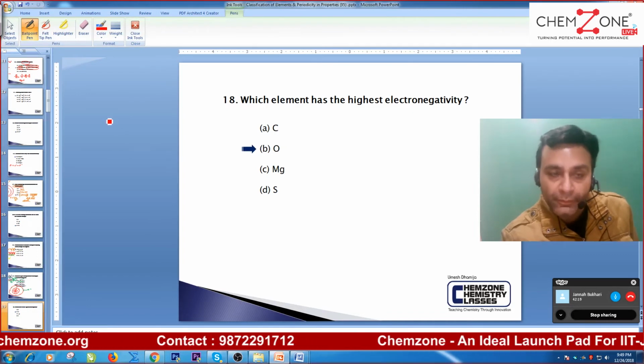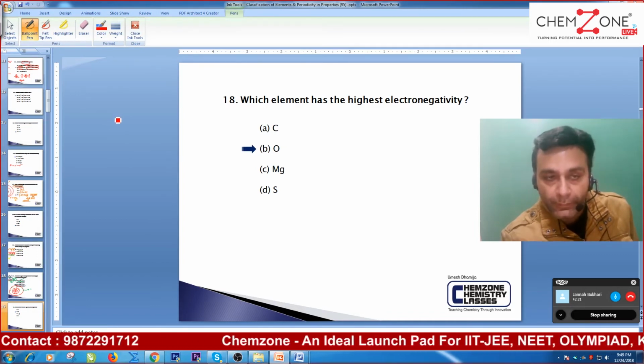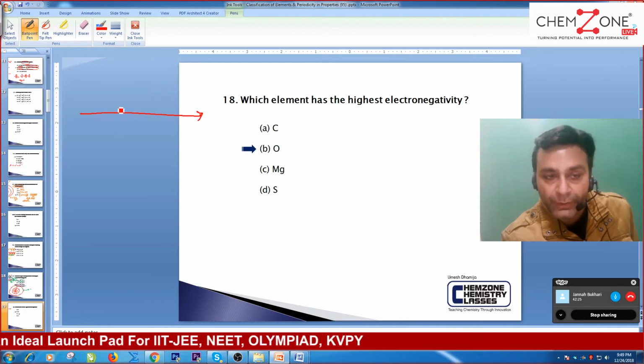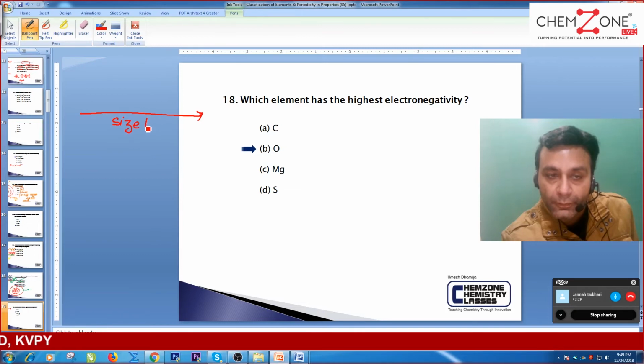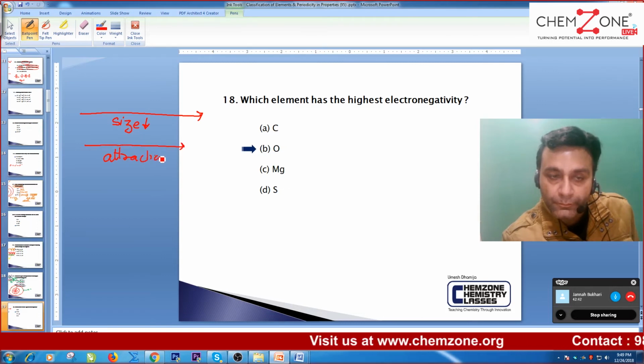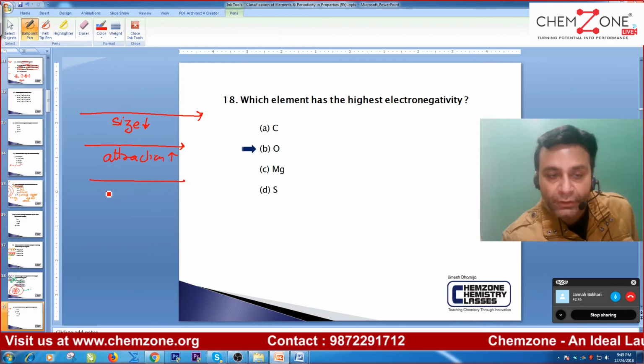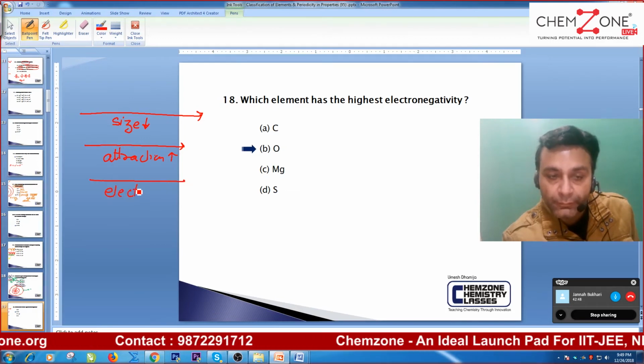In the periodic table, as you move along a period, you tell me what happened to the size as you move along a period. The size will decrease. Right. As the size decreases, the attraction for electrons will decrease. No. Oh, sorry, increase. So I can say the electronegativity will increase.